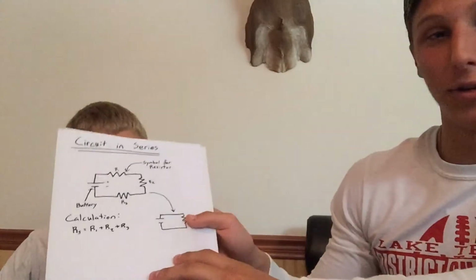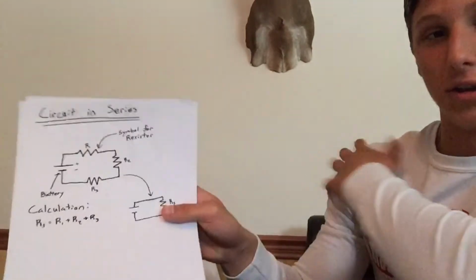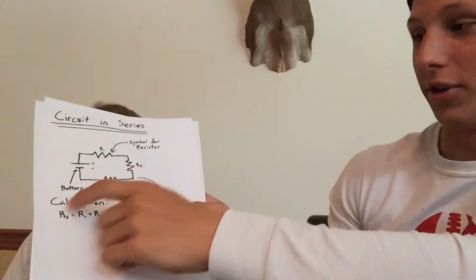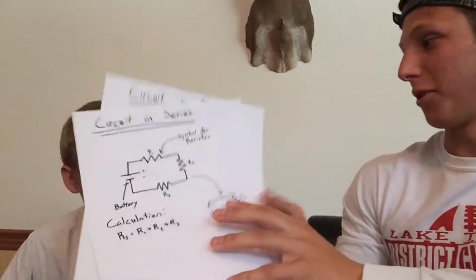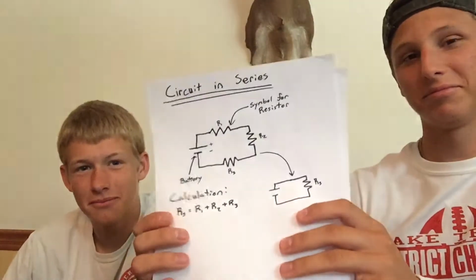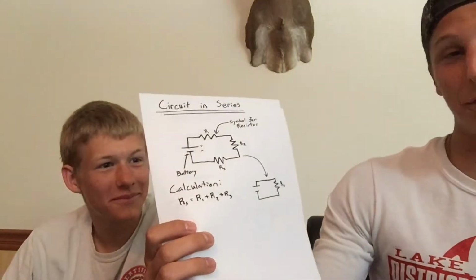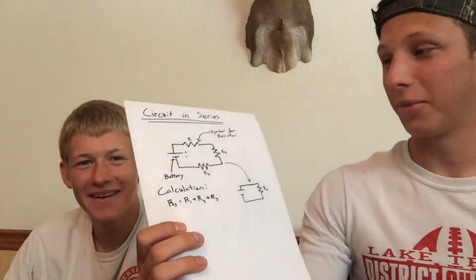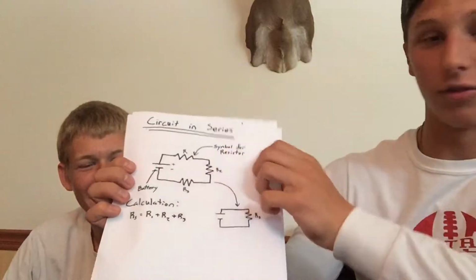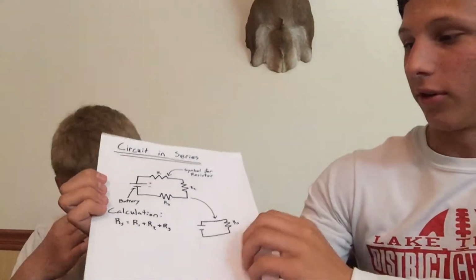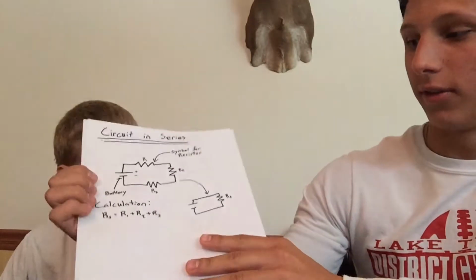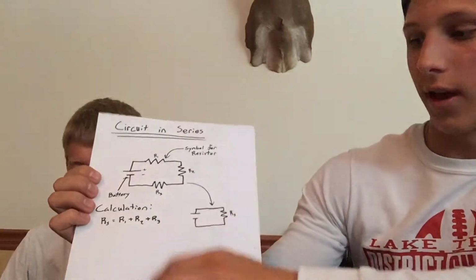This is what your circuit in series looks like. You got your resistors, you got your battery. Emerson, hop in on this. It doesn't have to be a battery, any power source. He's pretty smart. He knows what he's talking about. This is what resistors look like. For calculating the resistance in a series, you just add up all the resistors.